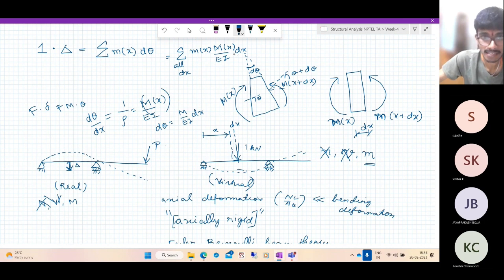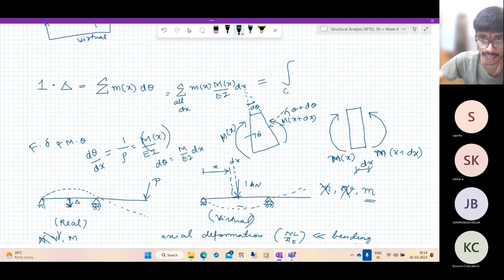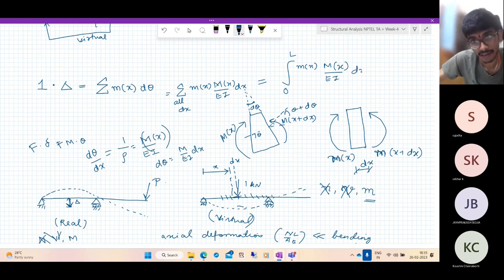Now, when you take dx very small, the number of such sections will be very large. So what it converges to is that this summation becomes an integral over the entire beam. The entire beam is split into small sections and then we add them all up. So, integral 0 to L of m of x, which is the virtual bending moment in the beam, multiplied by the real infinitesimal deformation, which is capital M of x by EI dx.